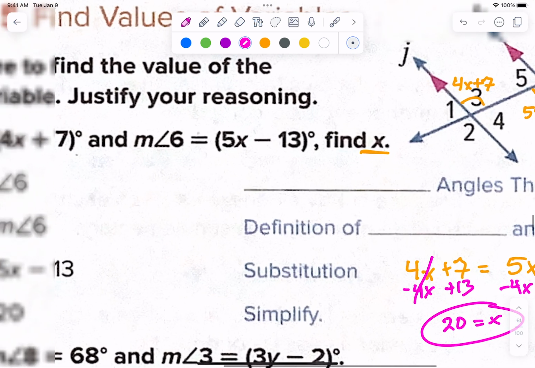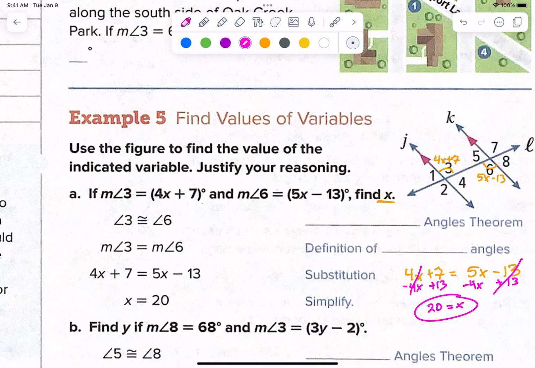Plug it back in? Do we have to plug it back in? What do they want you to find? Oh, just find x, so we're done. Huh, look at that.